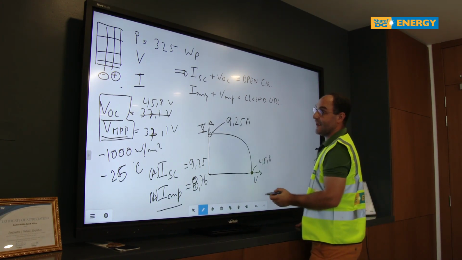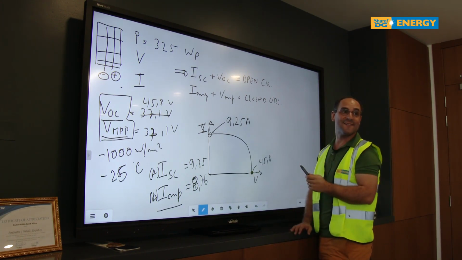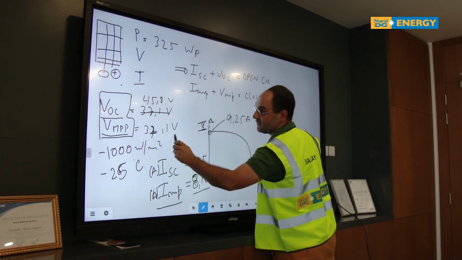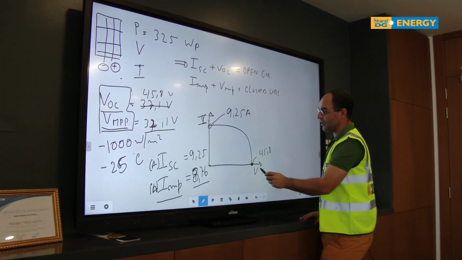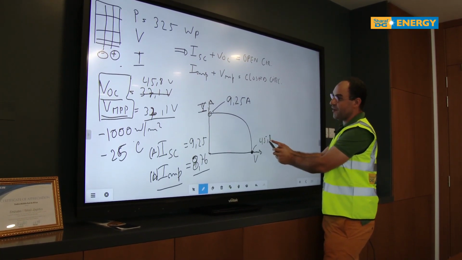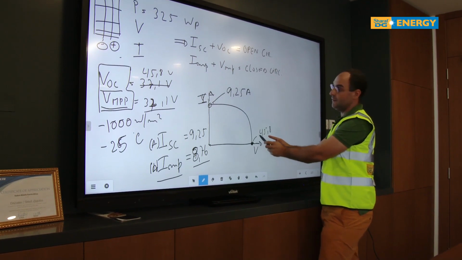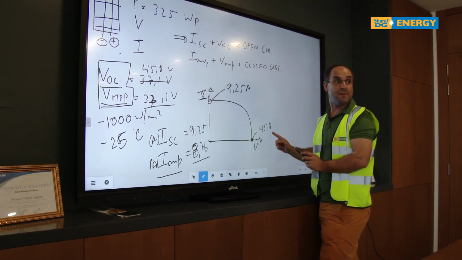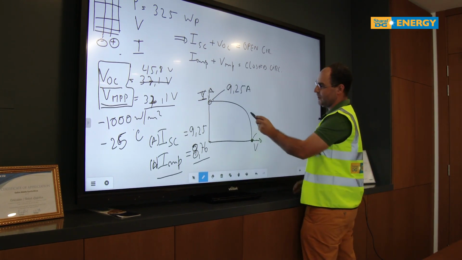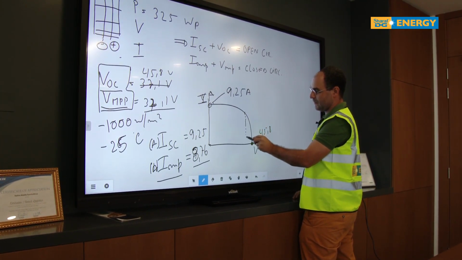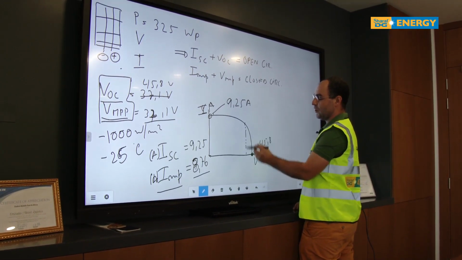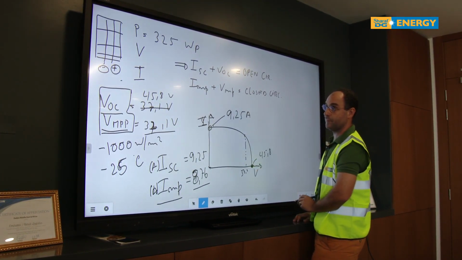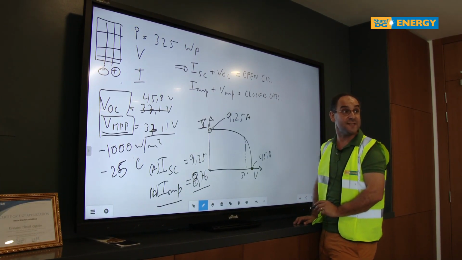So, in that case, I will do the opposite exercise now. I will look into the values of IMP and VMP, and I will try to put them here. So if 45.8 is here, voltage, our VMP should be a little bit to the left, because this is the maximum value. I cannot go to the right. So let's say we have a maximum value here of 37.1. Correct? And that makes sense.